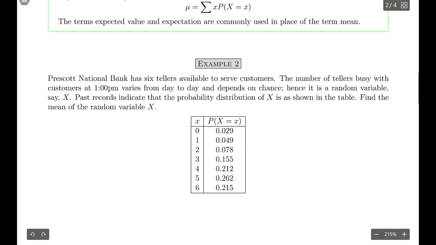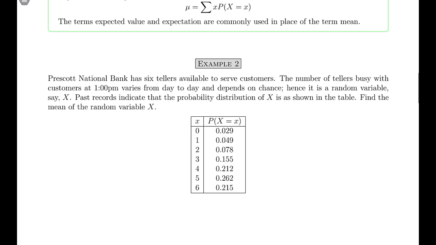In example 2, we're actually going to apply that and come up with the actual mean. Prescott National Bank has 6 tellers available to serve customers. The number of tellers busy with customers at 1 p.m. varies from day to day and depends on chance. Hence, it is a random variable, and we're going to call it big X. Past records indicate that the probability distribution of x is shown in the table. Find the mean of the random variable x.